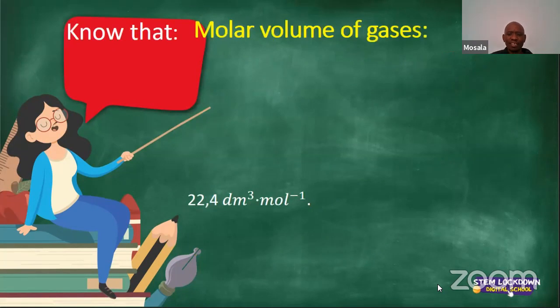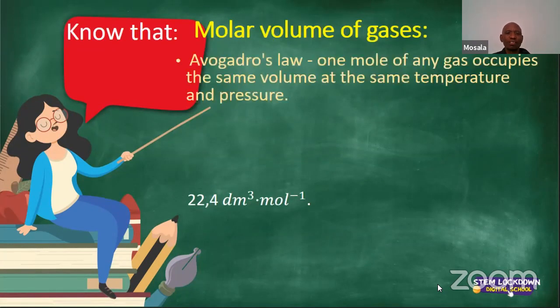Right, let's look at the molar volume of gases. We have said you must be able to understand Avogadro's law. Avogadro's law says 1 mole of any gas will occupy the same volume at the same temperature and pressure. So any gas, regardless of what the gas is, if it is 1 mole, will occupy the same volume at the same temperature and pressure.